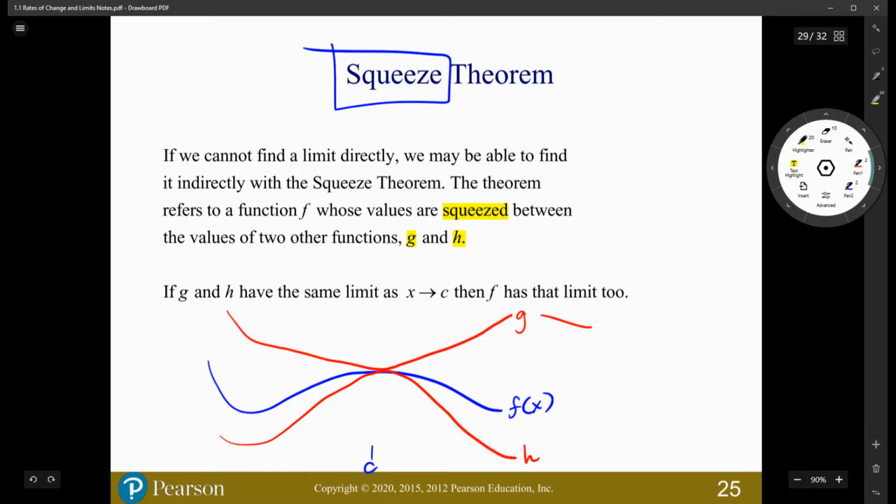Well, if I know that this limit can be found, and I know that this limit can be found, and if those two limits are the same, well, then f of x has that same limit.